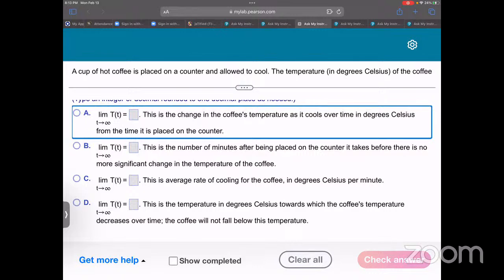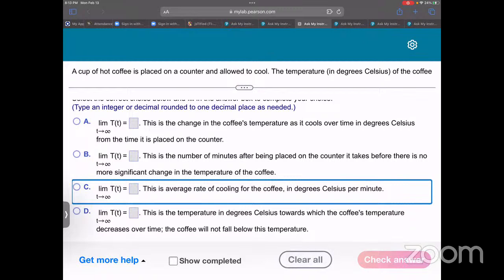Let's see. I think it's D, right? The average rate. This is not an average rate. This is the number of minutes after being placed on the counter it takes before there is no more significant change. No, this is basically talking about what happens in the long term. This is the change of the coffee's temperature as it cools over time in degrees from the time it's placed.